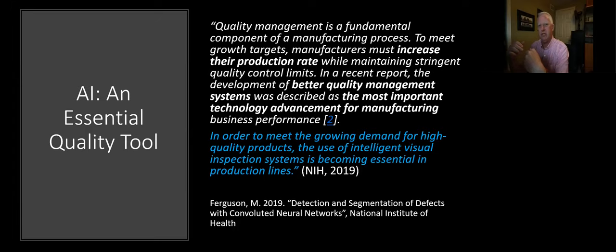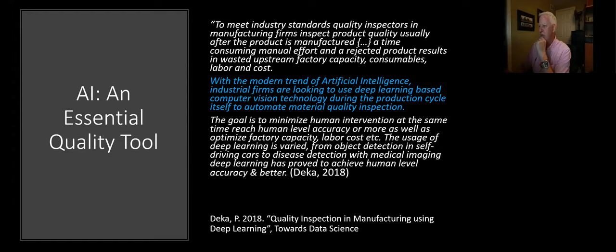What happens though is the rate of production starts to outpace the rate at which a quality department can inspect the product. Or if you're a more progressive company where the operators themselves inspect their own product rather than quality inspectors, that's great. But you don't want operators spending more time inspecting the product than making it. And certainly if you have a robotic system, you don't have human operators, you can't do this sort of visual inspection in a traditional way. So we have to start to use newer techniques for product inspection. With the modern trend of artificial intelligence, industrial firms are looking to use deep learning-based computer vision technology during the production cycle itself to automate material quality inspection. So that's what I'm going to demonstrate to you today.